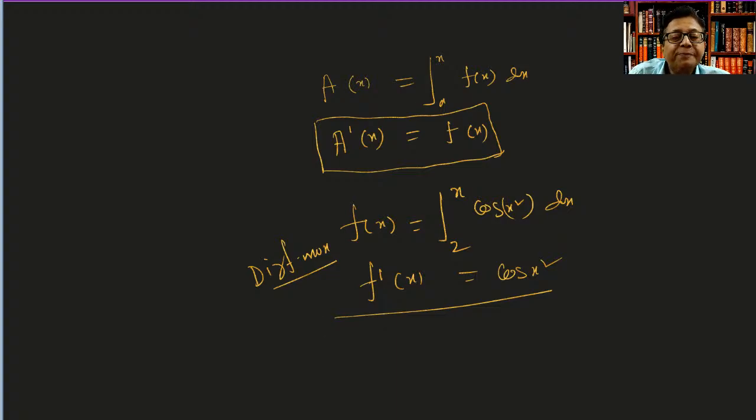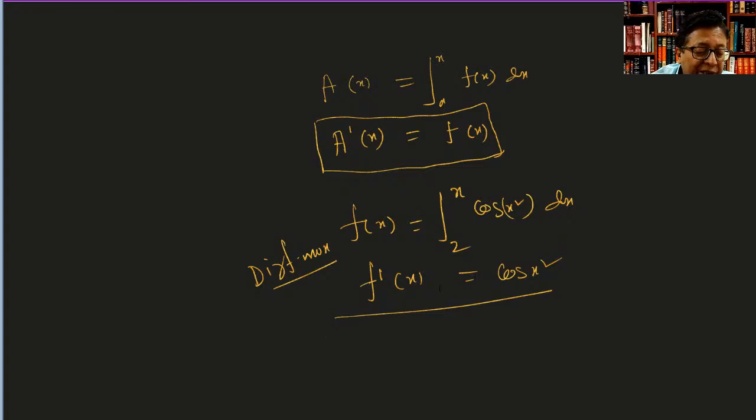This concept was already discussed with you earlier, but here the discussion will be mainly on cases where both limits are variable. If there is a variable in the upper limit and a variable in the lower limit, how do we solve those sums and find the derivative? This is our main problem we are going to discuss now.